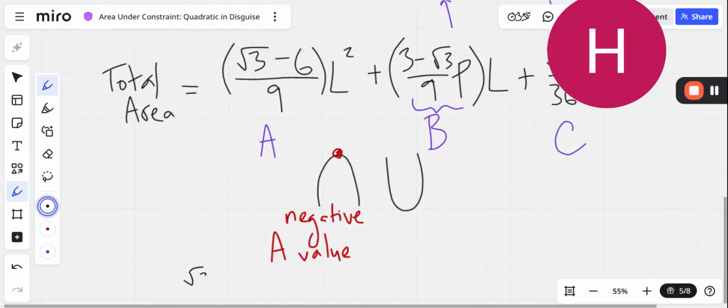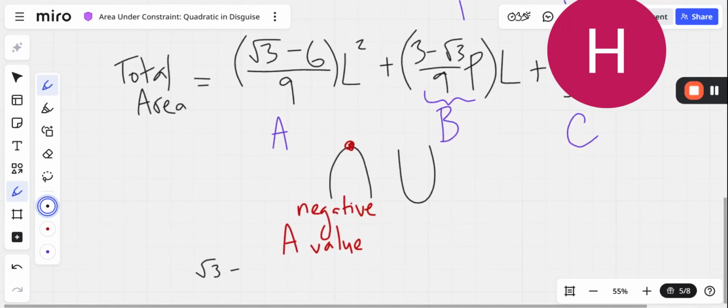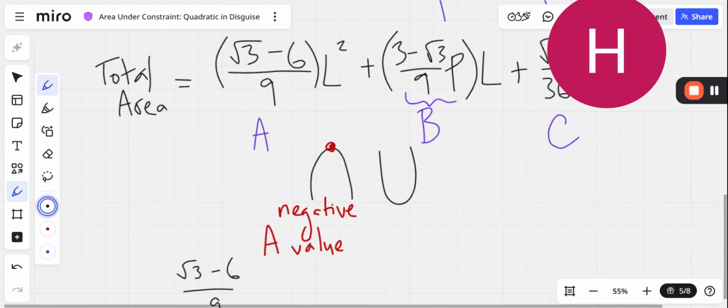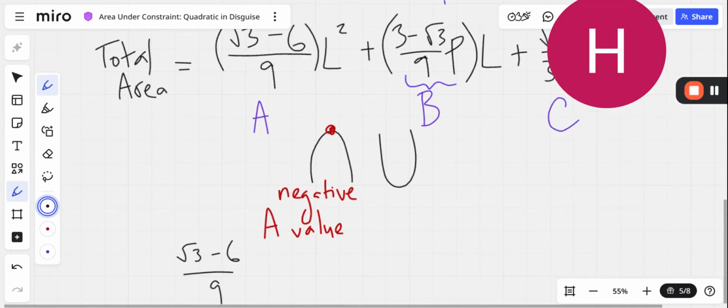Because square root of 3 is pretty small. It's a little less than 2. And if we subtract 6, that's definitely going to give us a negative. Dividing by 9 doesn't change that. It's still going to be a negative. So this is definitely less than 0.